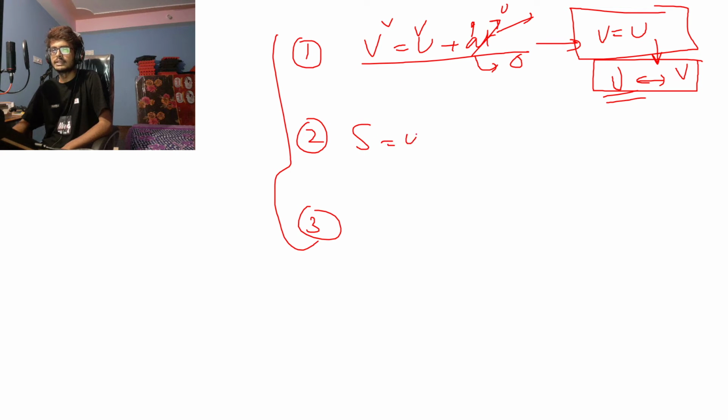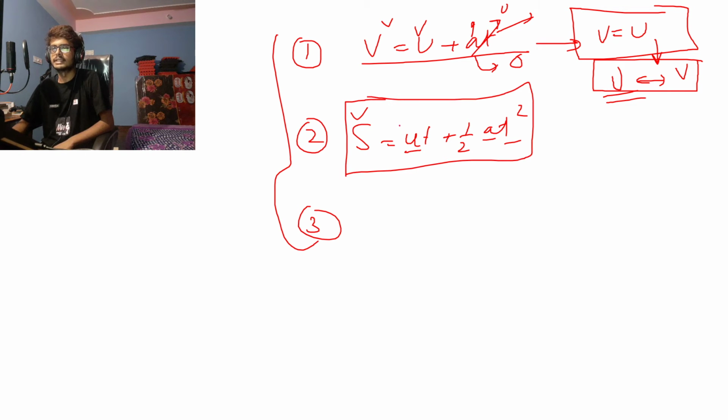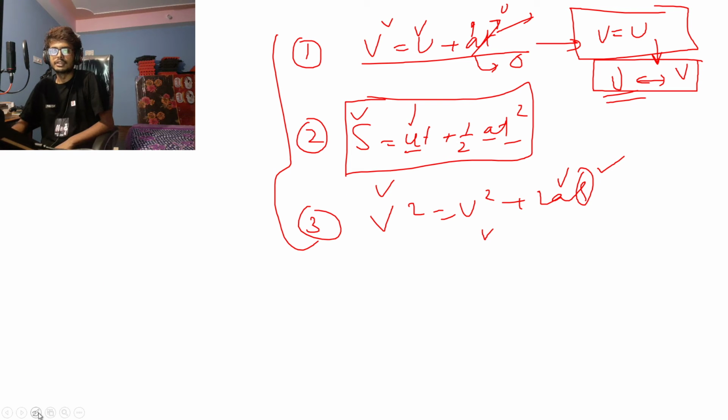Second equation is s equal to ut plus half at square. So s is basically the displacement or the path length traveled by the body, right? u is the initial velocity, a is the acceleration, and t is the time. And the last one is v square equal to u square plus 2as. So v is the final velocity, u is the initial velocity again, a is the acceleration, s is the displacement or path length, right? So these are the three equations of motion that we did.